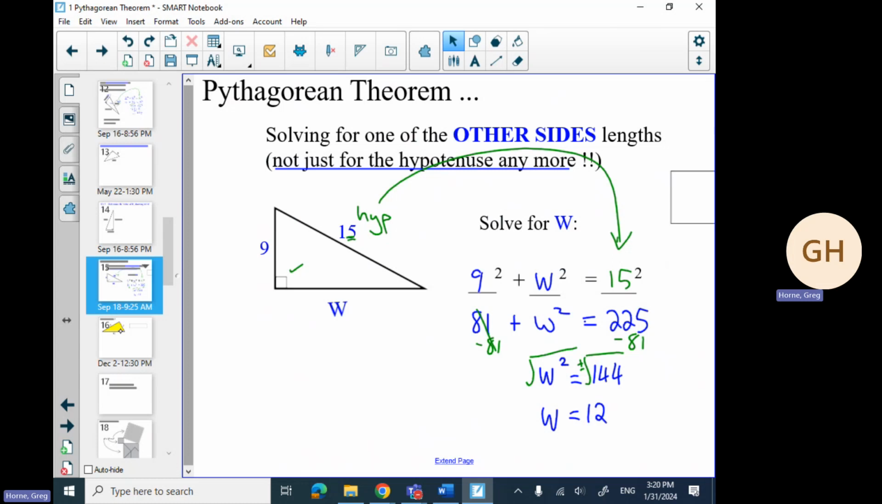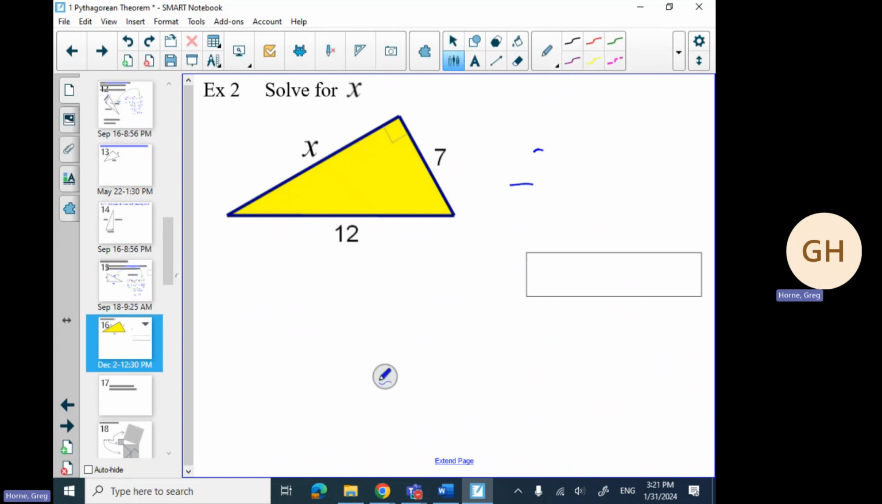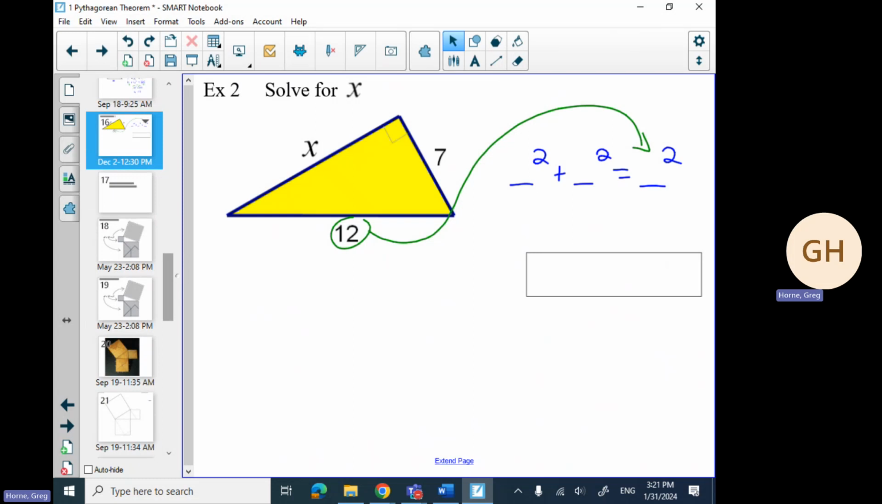So anyways, Pythagorean theorem. Hopefully you've seen it before. Same idea here, solving for a side that's not the hypotenuse. So obviously the 12 is going to have to go into the spot. I thought I had one of those blanks here ready to go. But that hypotenuse is going to go in, right? And just get the job done for the missing piece.